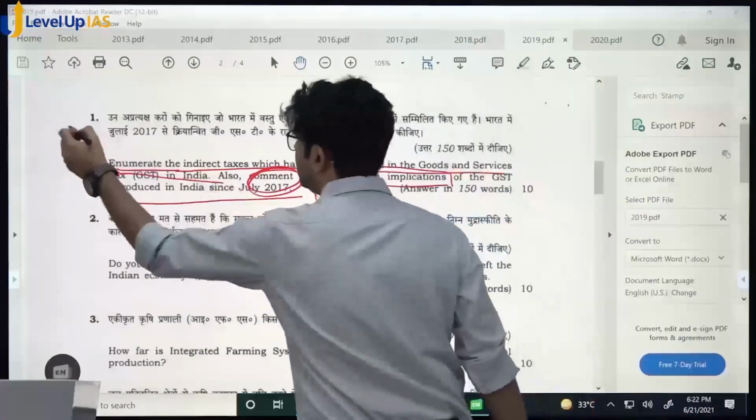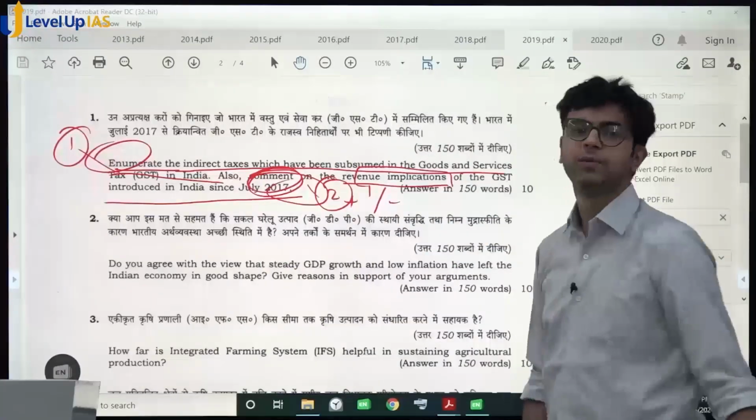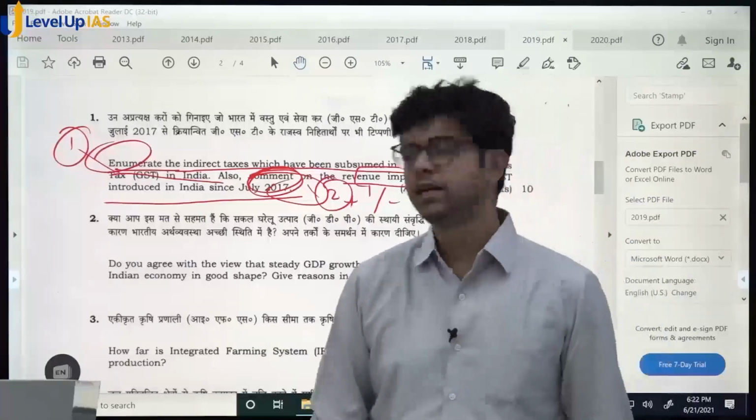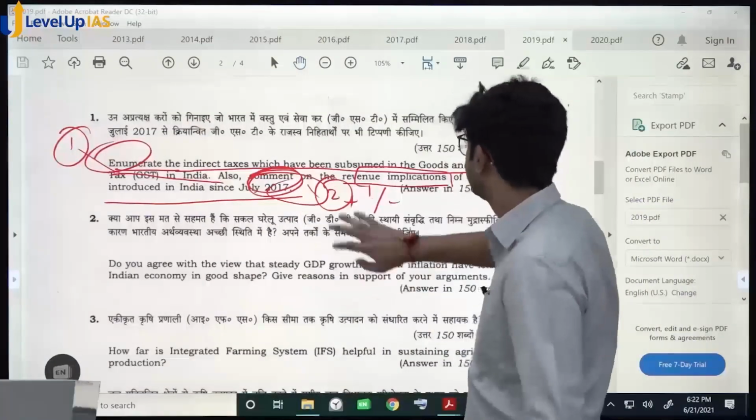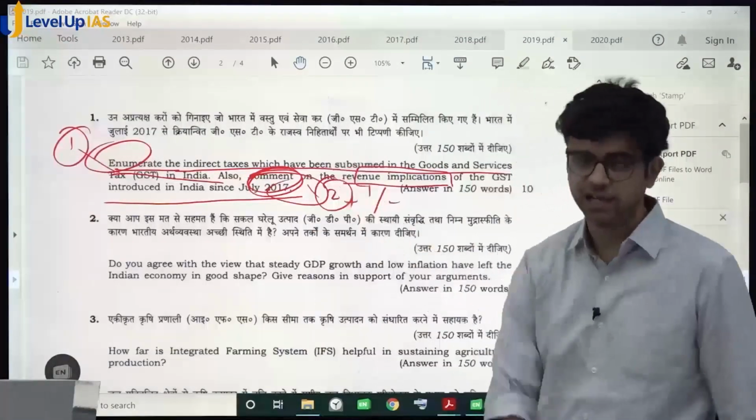What do you think requires more brain, this or this? The second part requires more brain. First part requires only memory, madam. Less marks to first part, more marks to second part. Asked in 2019, one of the easiest questions that could have been asked.